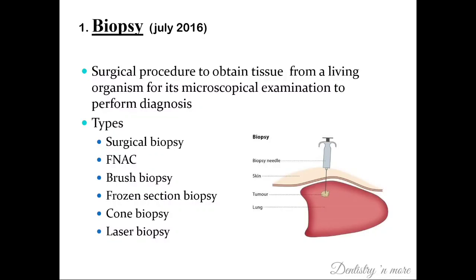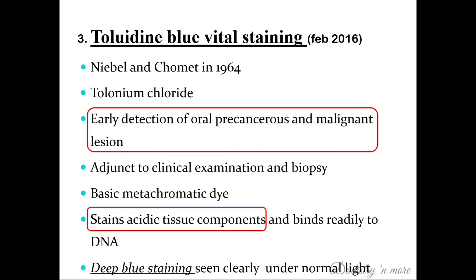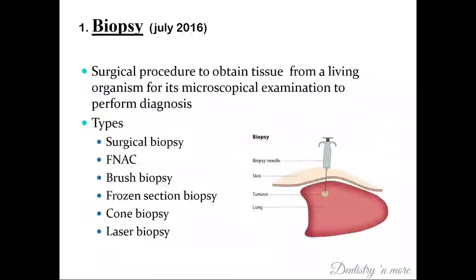That is a surgical biopsy, FNAC, that is fine needle aspiration cytology. Then you have the brush biopsy, frozen section biopsy, cone biopsy, and the laser biopsies. So you can highlight each of those biopsies. You can draw a diagram related to this, what is a biopsy, and here you can see the diagrammatical representation of what is a biopsy. And then you can emphasize what the indications are for all these types.